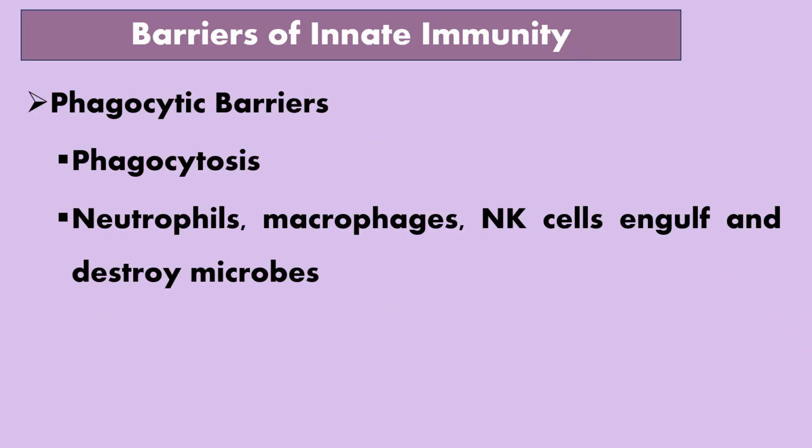The next is the phagocytic barrier. It is the process called phagocytosis. Phagocytosis is nothing but the engulfing of unwanted substances in the body. It is carried out by neutrophils, macrophages, and natural killer cells.